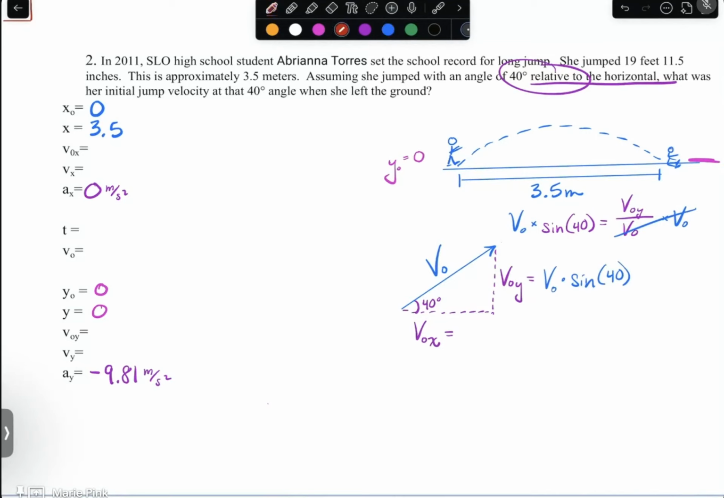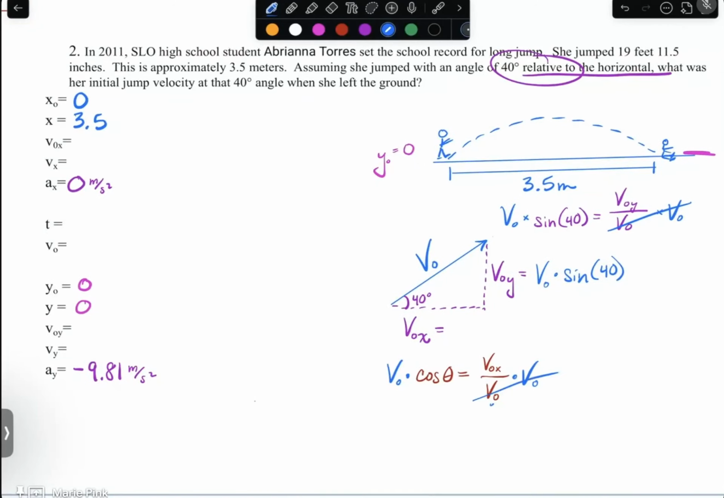And then I can do the same thing for my V naught x. But now I need to do cosine because cosine is adjacent over hypotenuse. Again, I'm going to multiply both sides by V naught. That's going to get this V naught to cancel out. And then I have V naught x is equal to V naught times cosine of 40 degrees. So now I have an expression for the x and y directions.